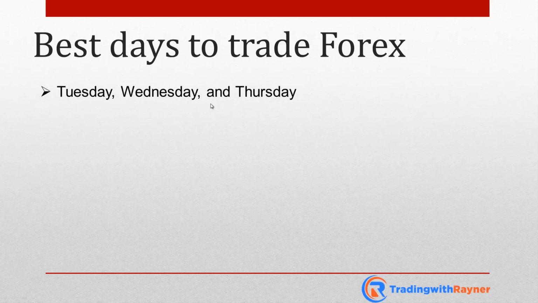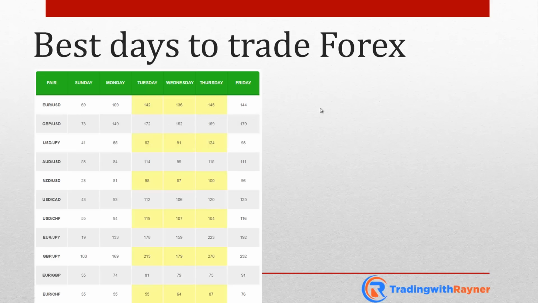Tuesday, Wednesday, Thursday generally is where the Forex market tends to move the most. If you look at this, this is from Babypips. You can see that this is the currency pair. This is the days of the week. And these are the movements of the currency pairs on average on these different days of the week. So for example, Euro dollar on Tuesday tends to move around 142 pips.